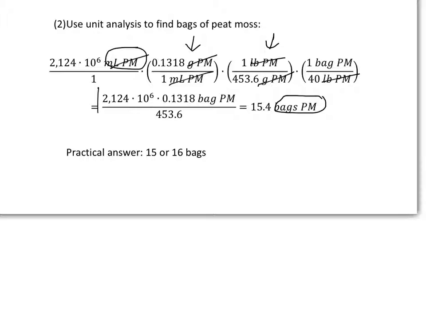These are the numbers and the units. I carry out the calculation to 3 significant figures. I have 15.4, and so the practical answer I get, whether I want a little bit too much or a little bit on the light side, is I'm going to pick up either 15 or 16 bags of peat moss.